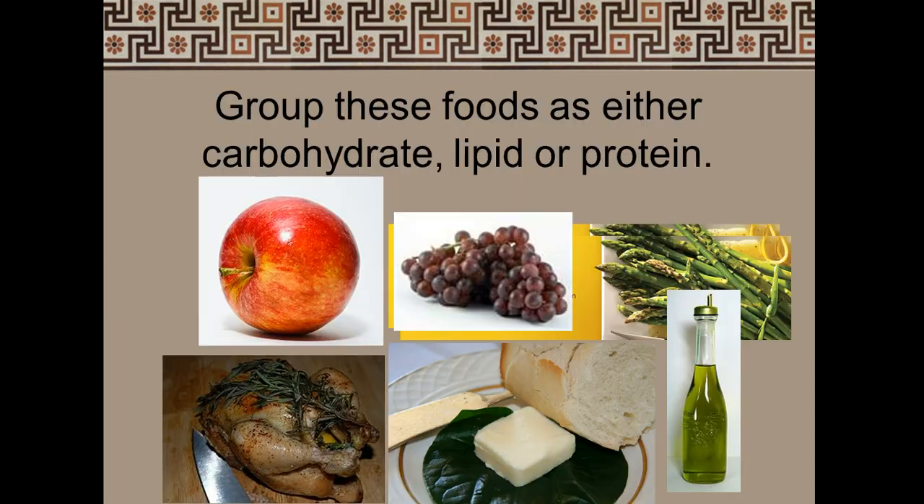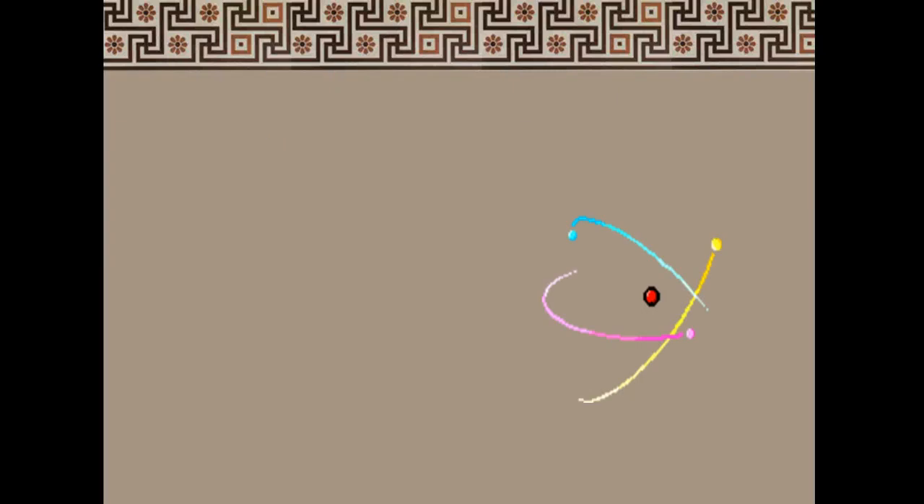First off, I would like you guys to look at these foods here. Okay, so we have apples, grapes, asparagus, olive oil, butter, chicken. Take a minute and group those as either a carbohydrate, lipid, or protein. You might want to pause your screen so that you can look at these and then play when you need to go. I'm going to go ahead and move on.